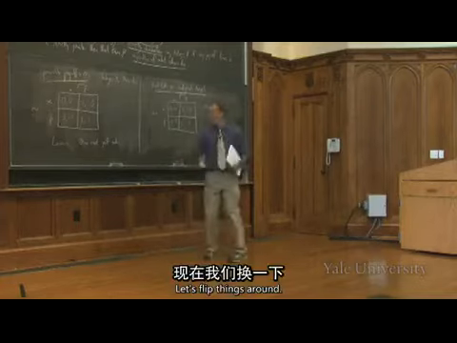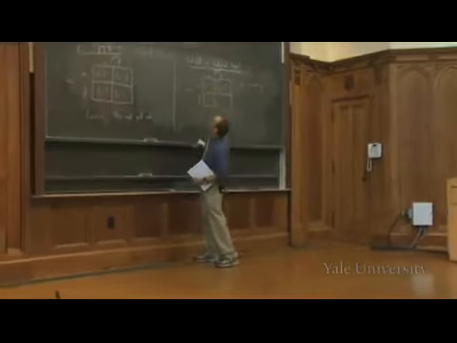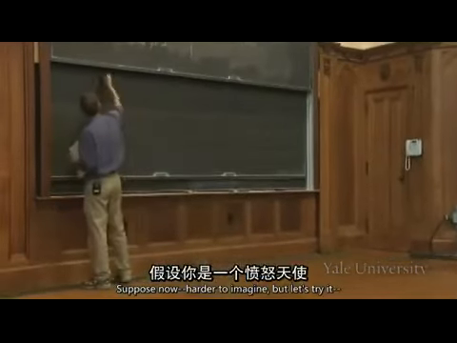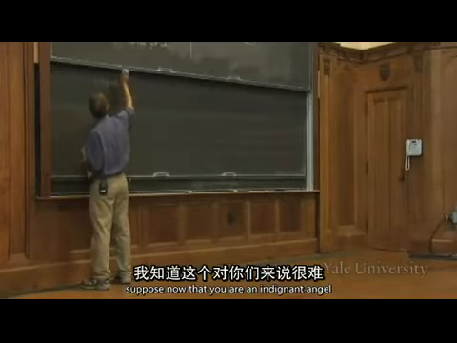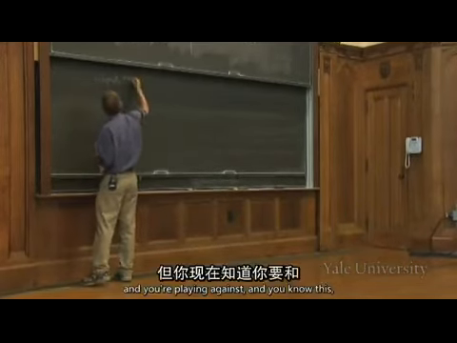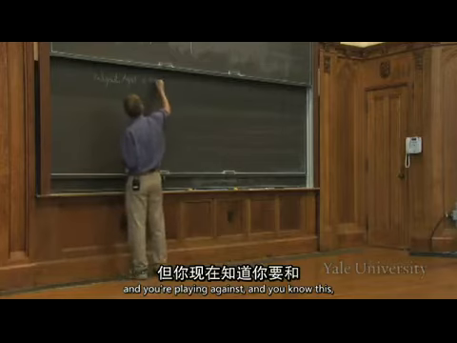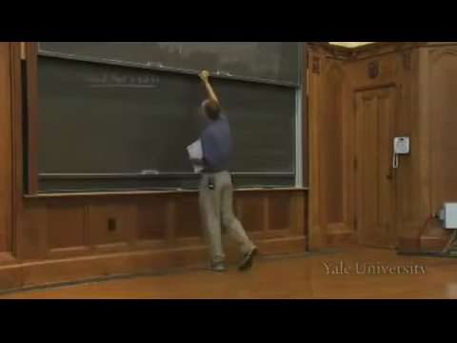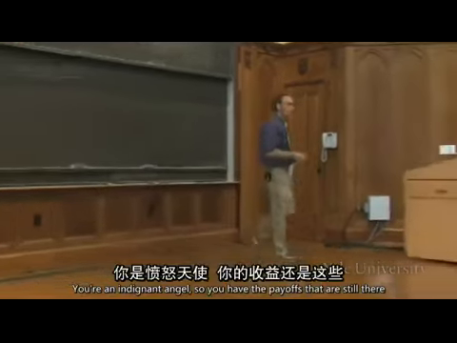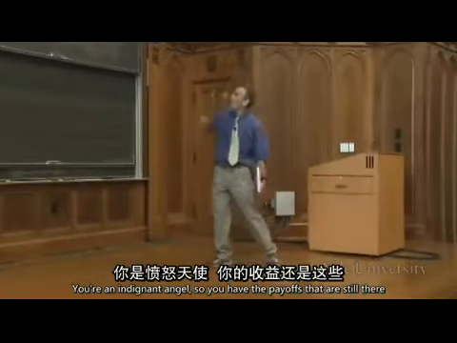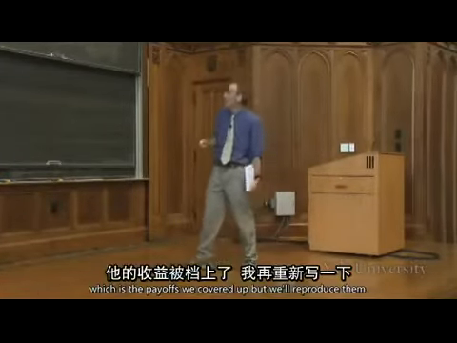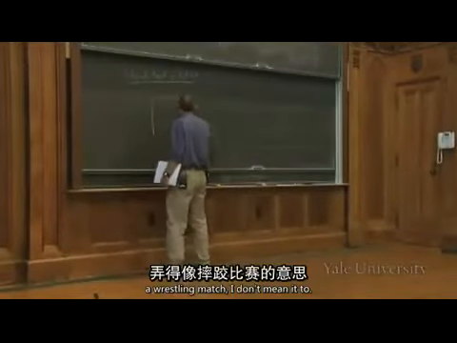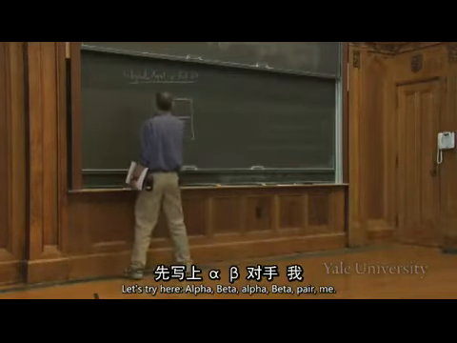All right, let's flip things around. Suppose now, harder to imagine, but let's try it. Suppose now that you are an indignant angel, and you're playing against, and you know this, an evil git. You're an indignant angel, so you have the payoffs that are still there, and you're playing against an evil git, which is the payoffs we covered up, but we'll reproduce them. Let's produce that matrix. By the way, this is beginning to sound like a wrestling match. I don't mean it to.